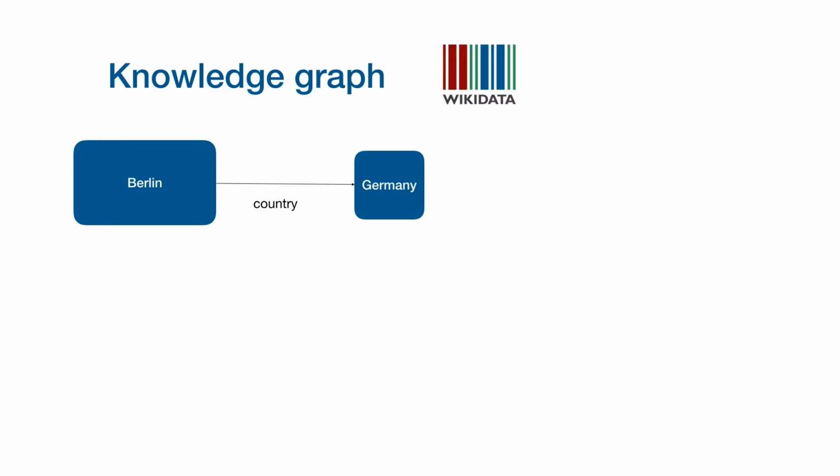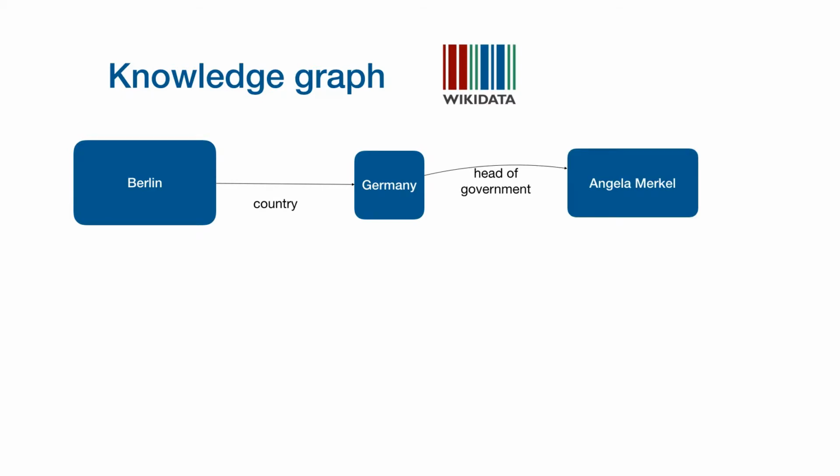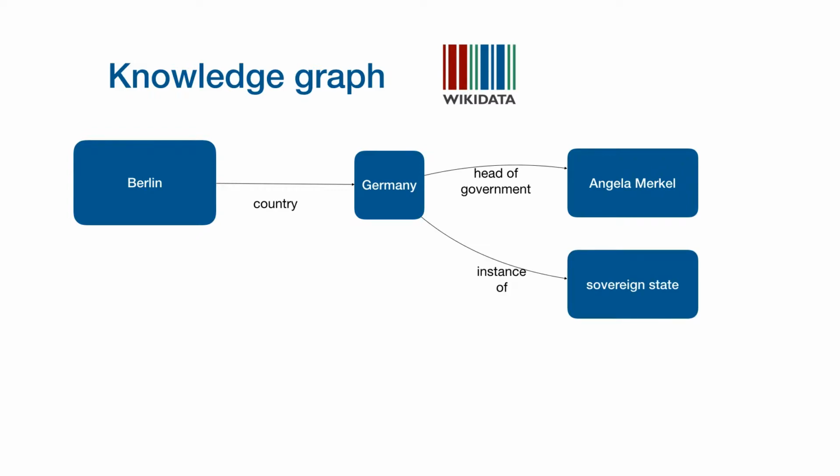The cool thing is, this is a graph, so every object, such as Germany, is also a subject. Germany also has a page, and if we go there, we see that it has a head of government, which is Angela Merkel. It's an instance of a sovereign state. It has a population. And again, all of these dark blue things are objects where we see them, but they're also subjects. So they also have pages themselves with information about them.